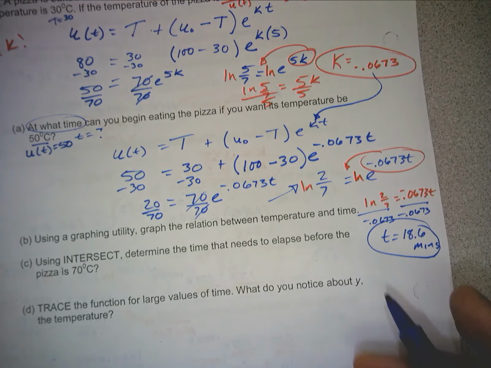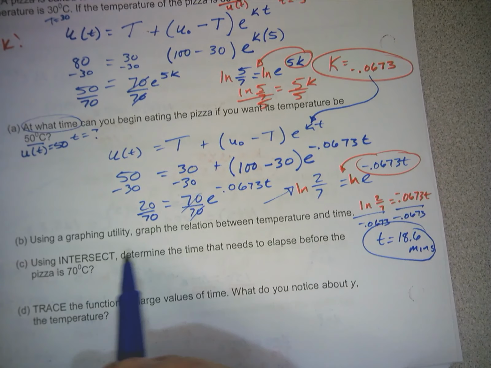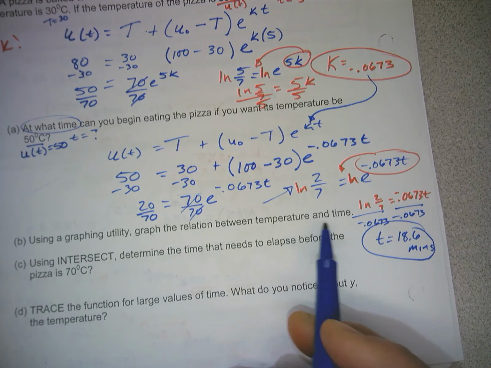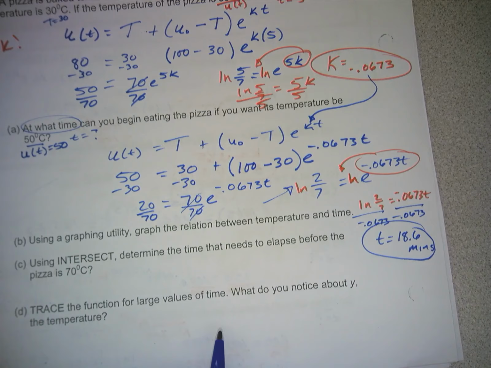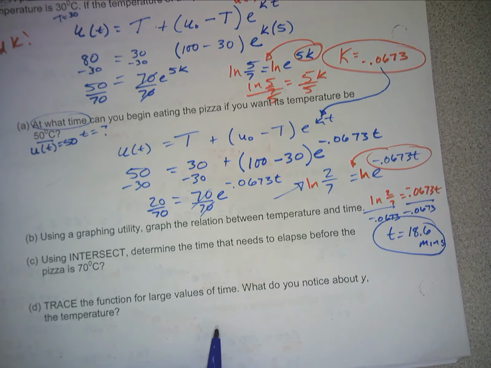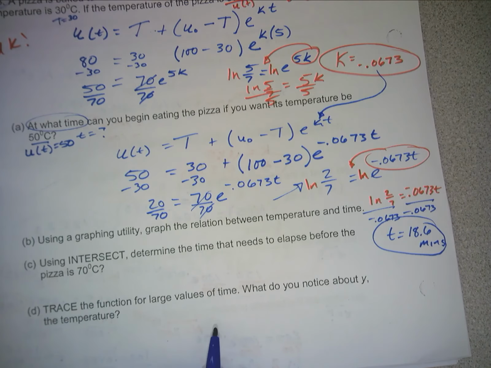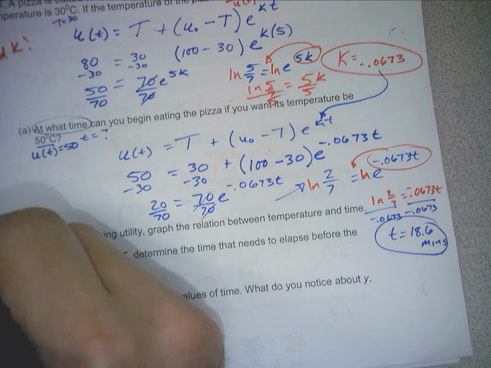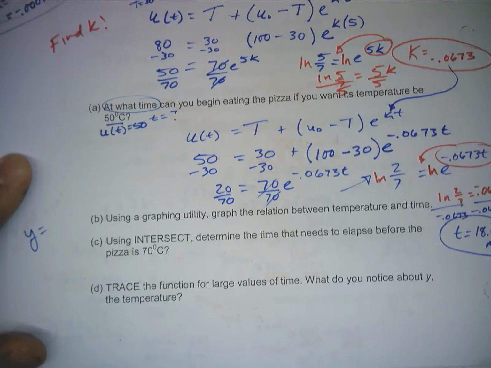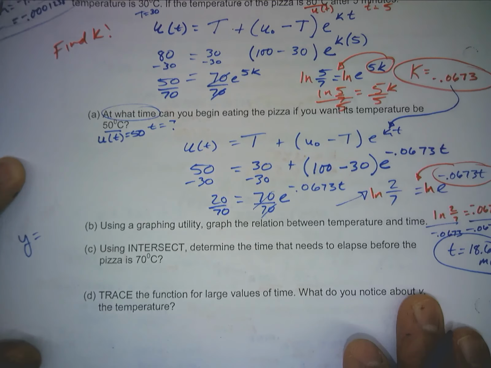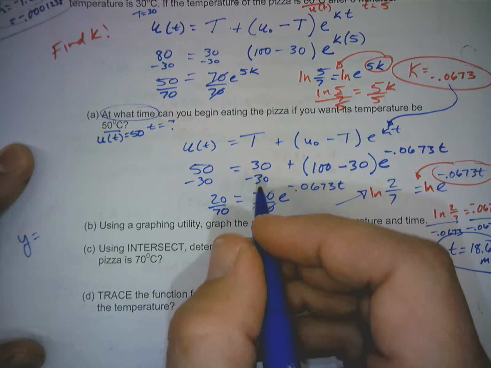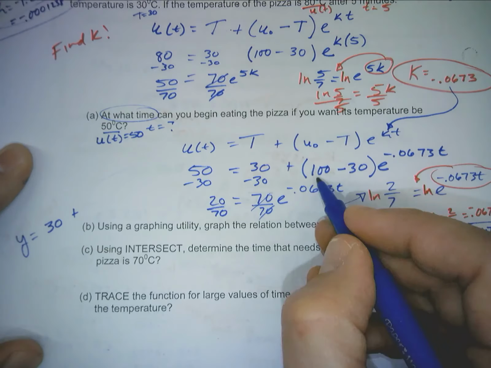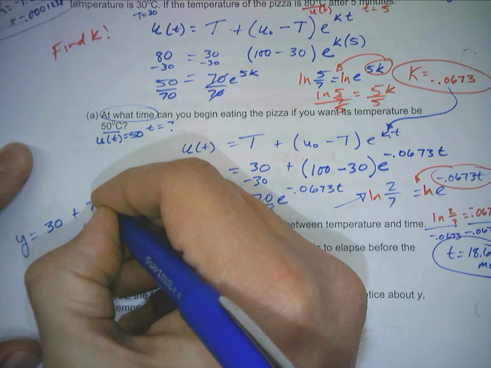In terms of part B, I really wouldn't worry too much about this one, but it says use a graphing utility to graph the relation between temperature and time. That's just, hey, let's throw this in the calc. Okay, so we can do that pretty easily. So instead of u of t, I'm just going to do y equals, and then I've got my equation. The big T was 30, plus 100 minus 30, I'm going to make that 70.